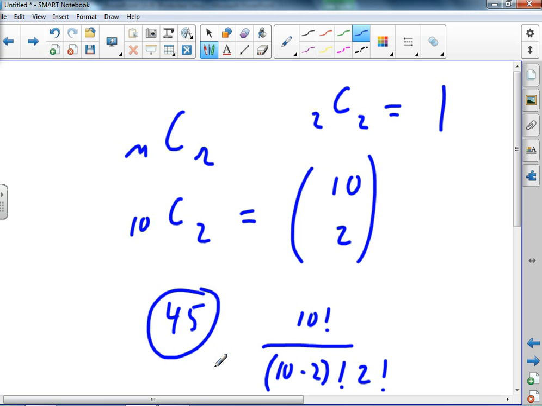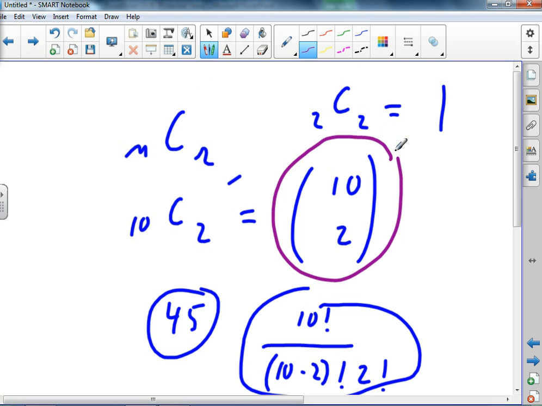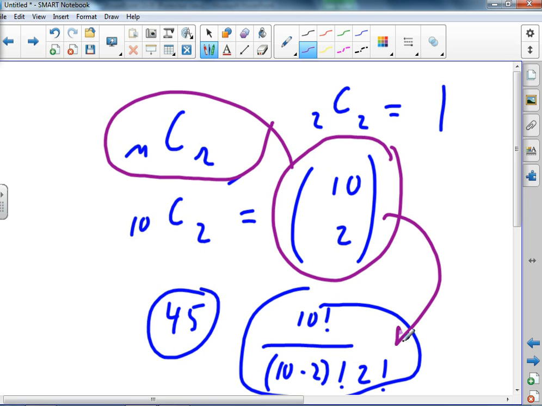Otherwise, we're stuck with doing this factorial notation, which is going to end up giving us the same answer. So when you see two numbers like that, that means you're using a combination notation. When you see that notation, it means that in your calculator, which means that if you're going to do it by hand.